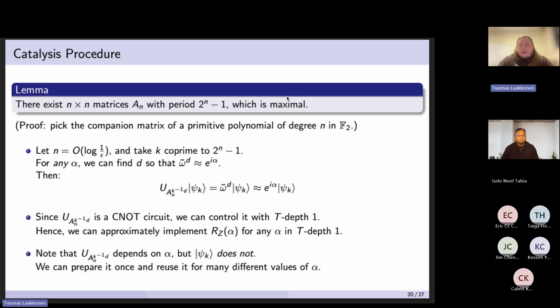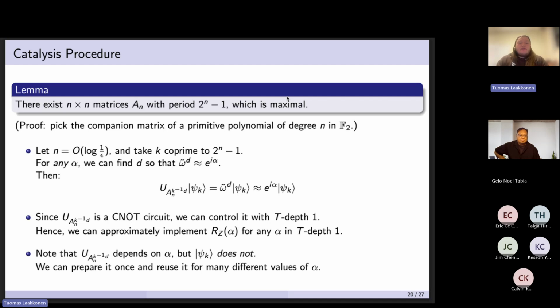And then by picking basically the dth power of A, multiplied by some extra factor k inverse, which is just to cancel out the effect of k, we can come up with a CNOT circuit such that the eigenvector psi k has eigenvalue omega tilde to the d, which is approximately e to the i alpha. And since that is a CNOT circuit, we know we can implement the controlled version with T-depth 1, which is exactly what we wanted. And so we can approximately implement a Z rotation by any angle alpha in T-depth exactly 1 as well.